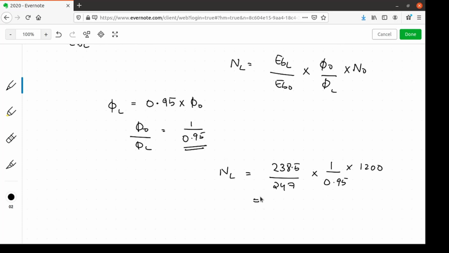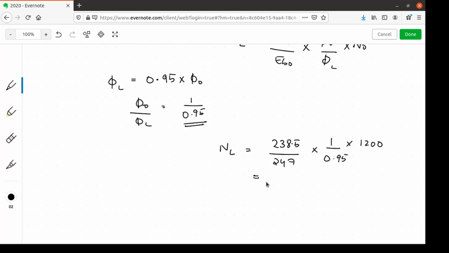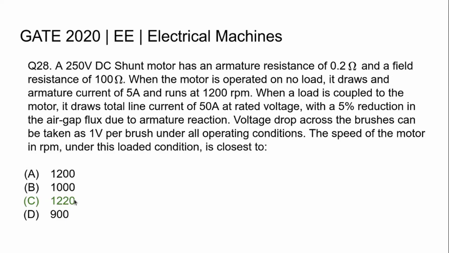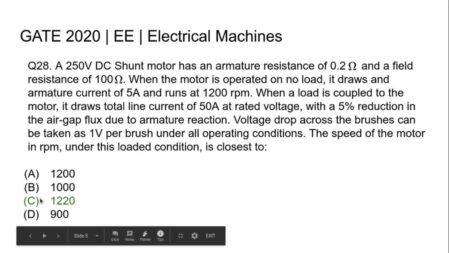Now when you solve this, you will get 1219.68 RPM. This is the speed under the loaded conditions. Now we'll look for an option which is close to this value. The option closest to this value is option C, which is 1220 RPM. So the correct option is option C.